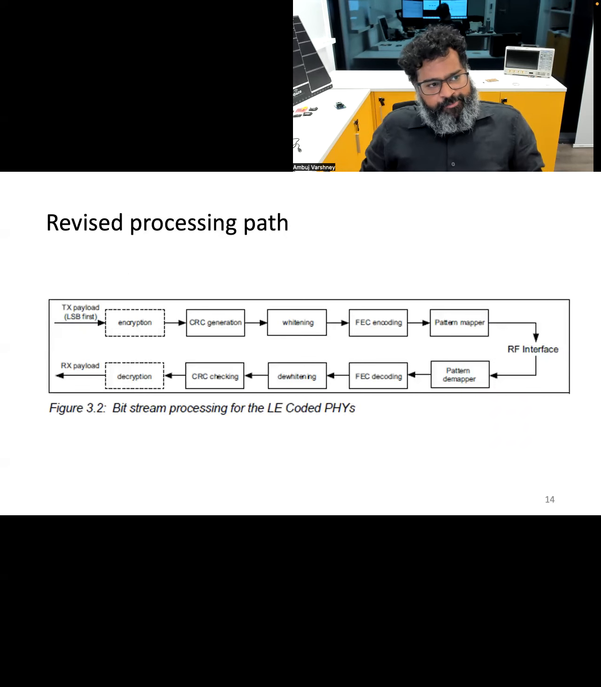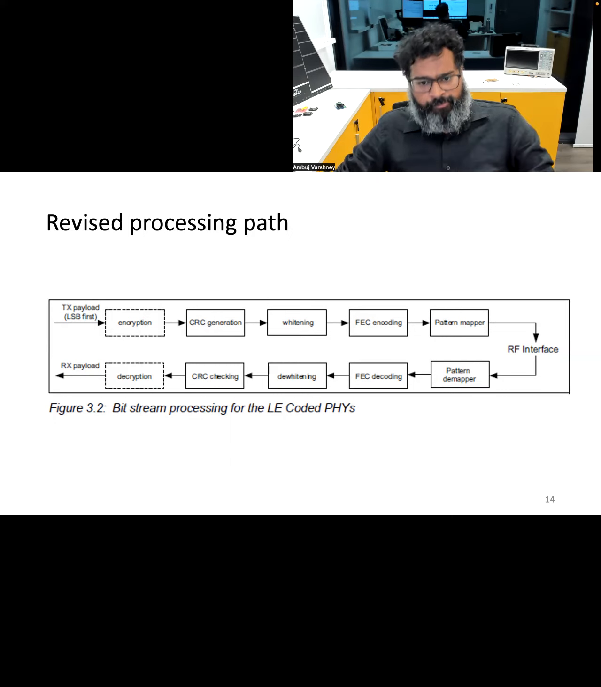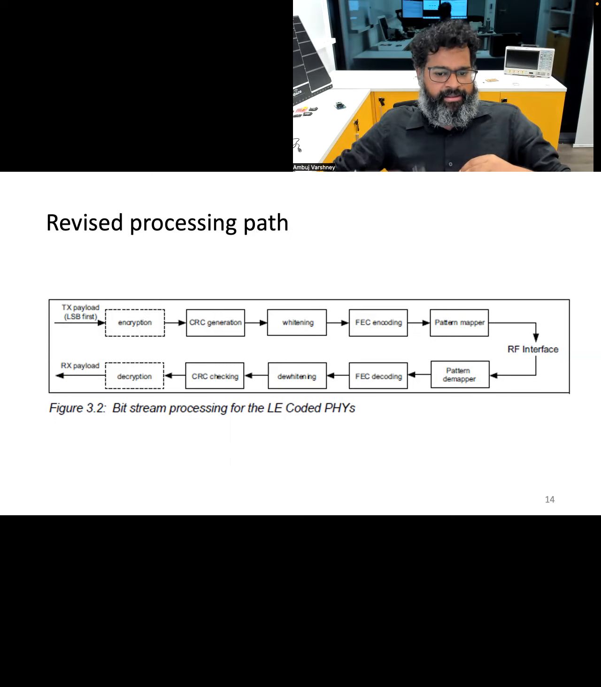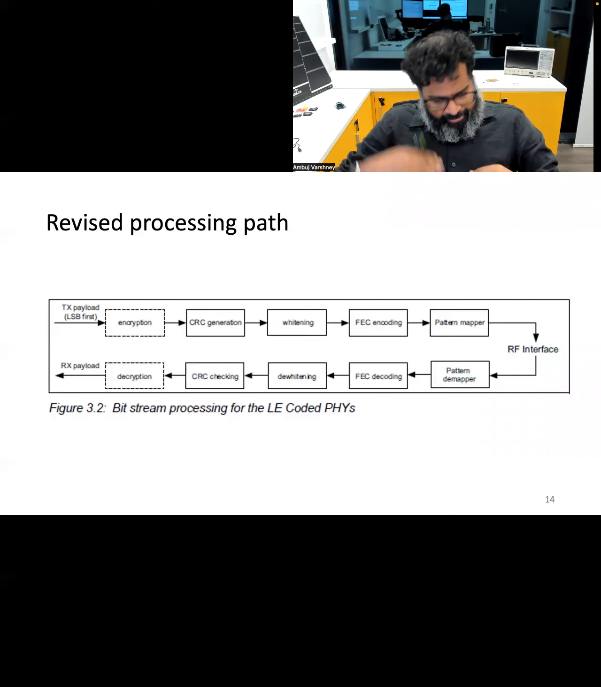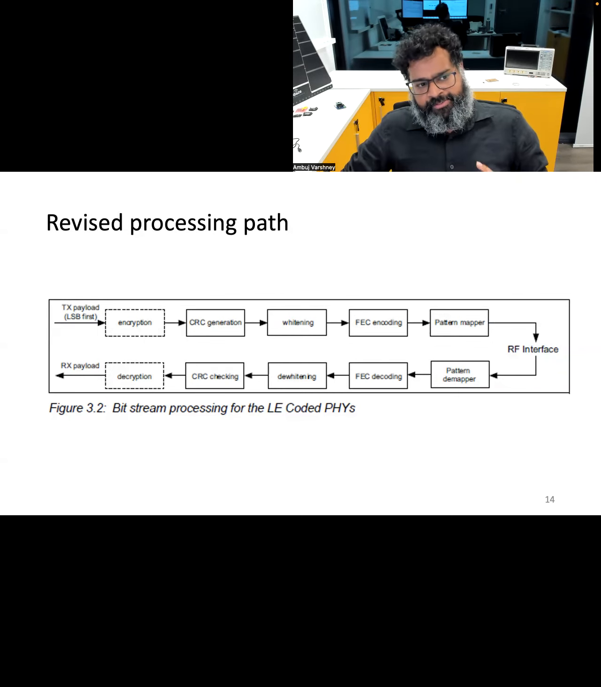So how does the revised processing pipeline look? For example, after performing the whitening task, you perform this forward error correction coding, and then you map it to symbols, and then you wirelessly transmit it. At the receiving side, you perform these reverse operations. First you do the pattern mapping, and then you perform the decoding of the forward error correction processing that you have performed. You de-whiten it, and then you perform the rest of the steps. So you now have 2 additional steps in the processing path compared to the Bluetooth standard 4.2.